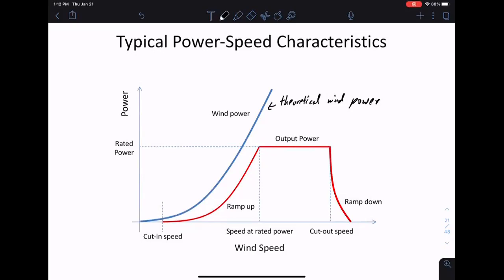So we need some cut-in speed. We have some cut-out speed, right? The operation range is, or you want to operate in, this range. Okay? You want to operate in this range. So again, higher speed is not necessarily better. Higher speed is not better.